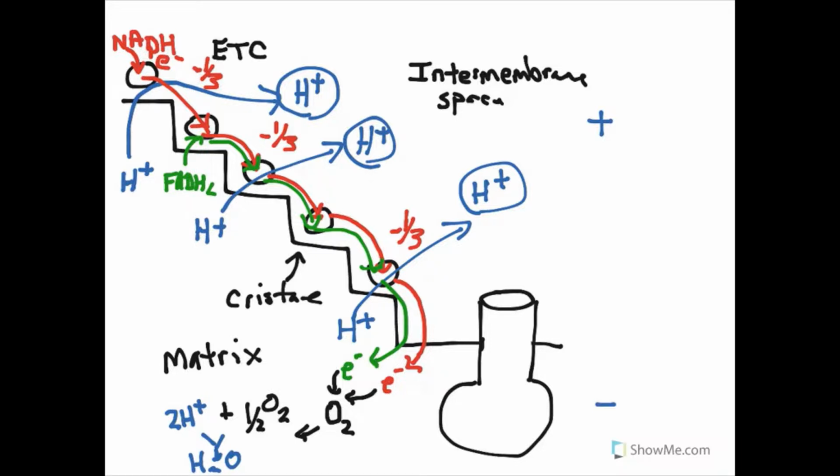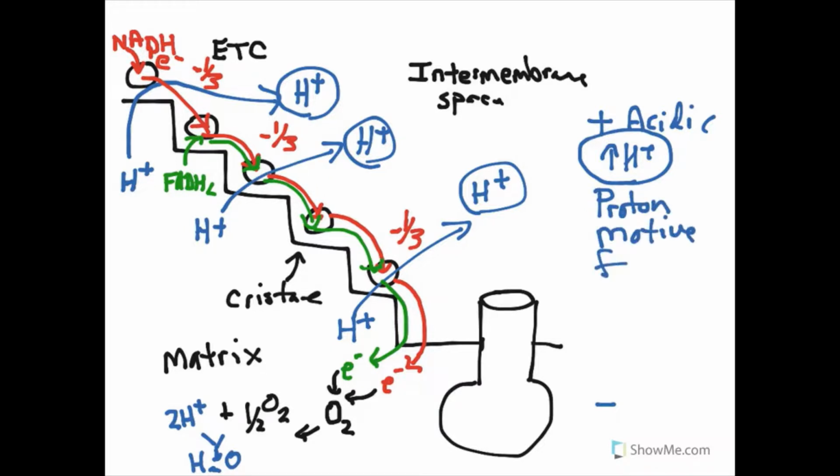It's also fairly acidic here, and we have this high hydrogen ion concentration. And this very high hydrogen ion concentration that I produced here generates something that we refer to as proton motive force. And this is emphasizing these high hydrogen ion concentrations' ability to do work.